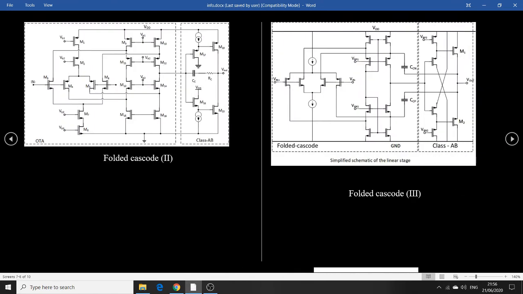So now we come to the third folded cascade op-amp. It is also not much different from the other two, except the biasing scheme in the class AB output stage, and other than that it's very close to the second one. So the main thing is that folded cascade is one of the basic topologies used in linear amplifiers for split stage ET systems and for wideband linear amplification.